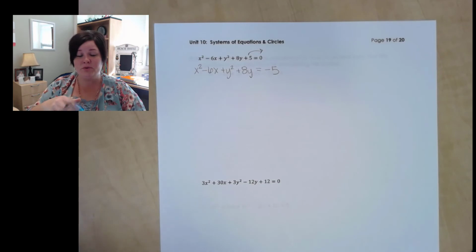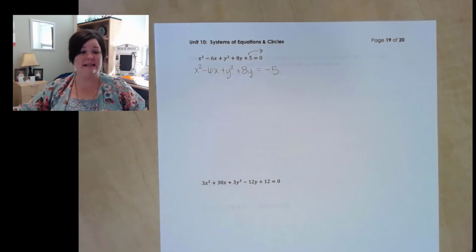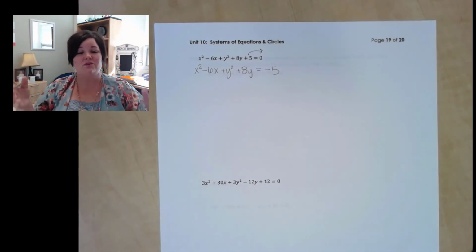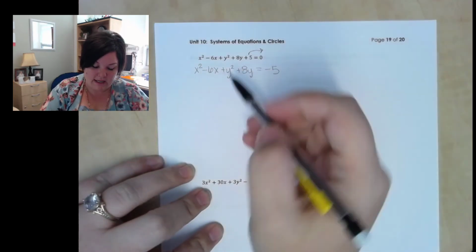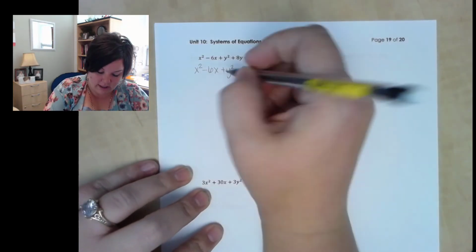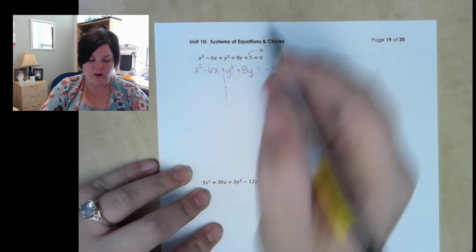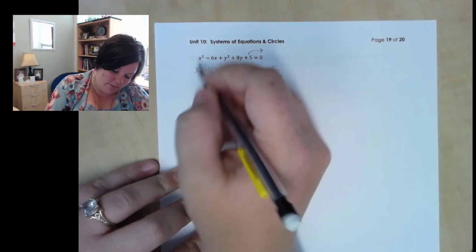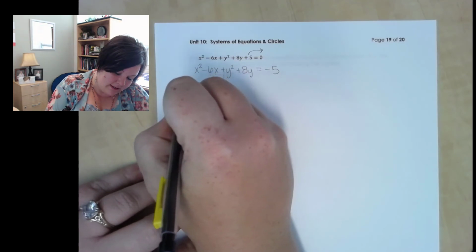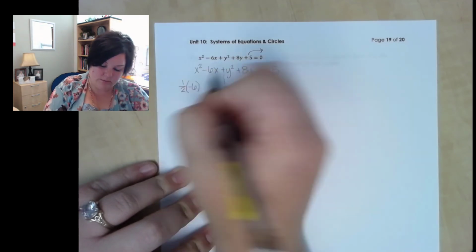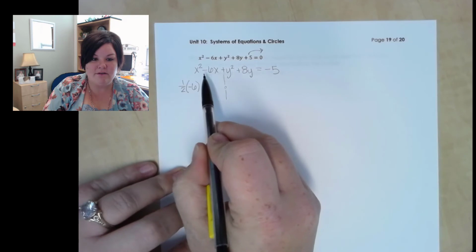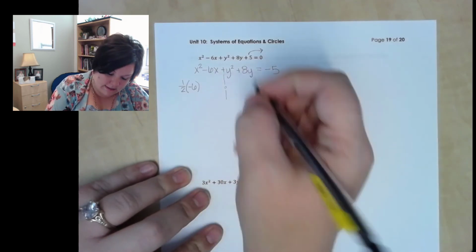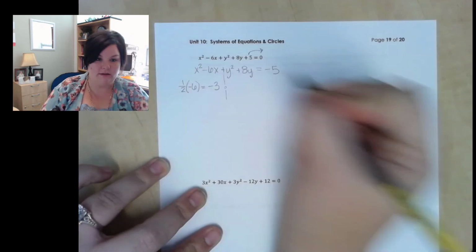In this case, they're both written the way I want them, and the leading coefficient is already a 1. So I can go ahead and go straight into completing the square. Remember, I'm going to complete the square for the x's, and I'm going to complete the square for the y's. So when I complete the square for the x's, I'm going to take half of that x term coefficient. So half of negative 6 gives me negative 3.